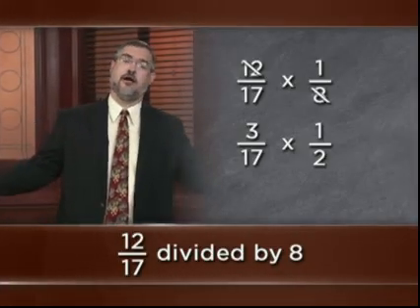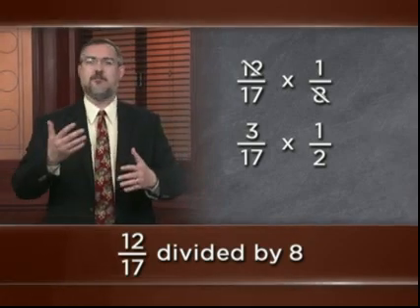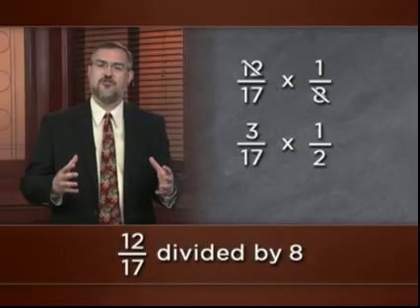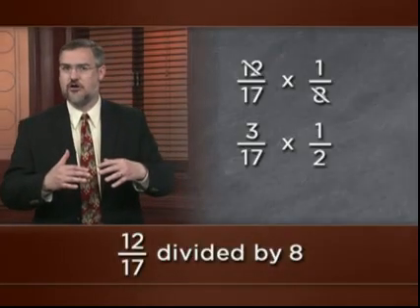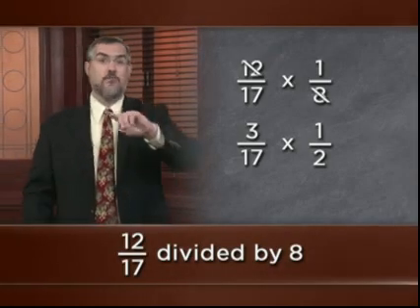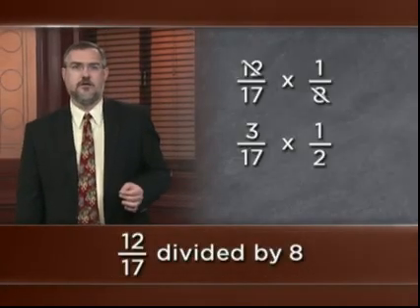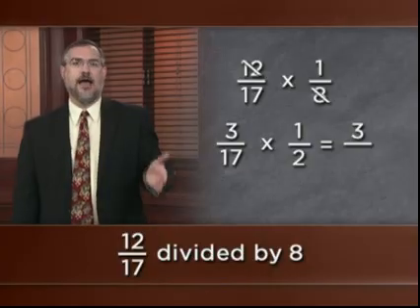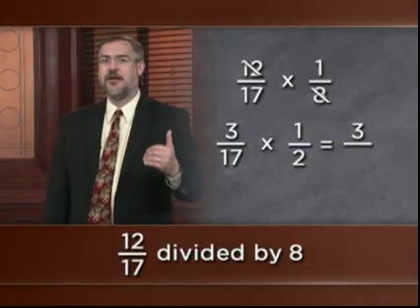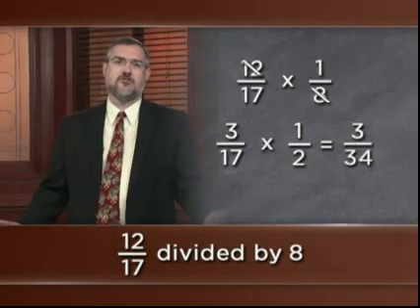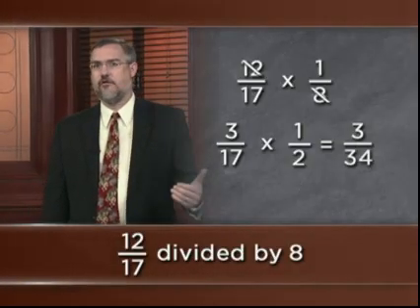We just multiply. But thankfully, instead of having to multiply big numbers together, we've whittled things down with cancellation in order to have the multiplication go quickly. In this case, we multiply our numerators, and we have 3 times 1, which is equal to 3, and the denominators give me 17 times 2, which is equal to 34. So my answer looks like 3 over 34.